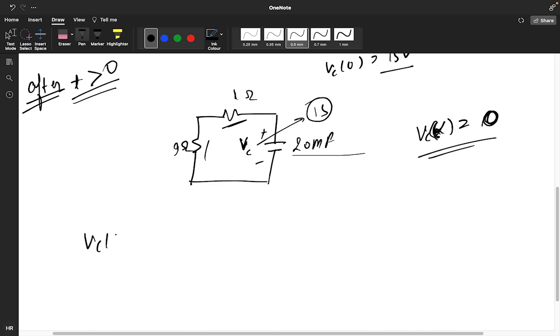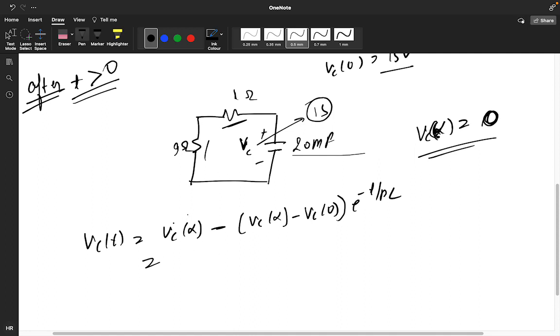So VC of t will be how much? VC of infinite minus (VC of infinite minus VC of 0) e power minus t by RC. We know the value of VC of infinite, that is 0. This particular voltage is 0. So you are getting VC of 0 e power minus t by RC. VC of 0 value, how much we got? 15 e power minus t by RC.